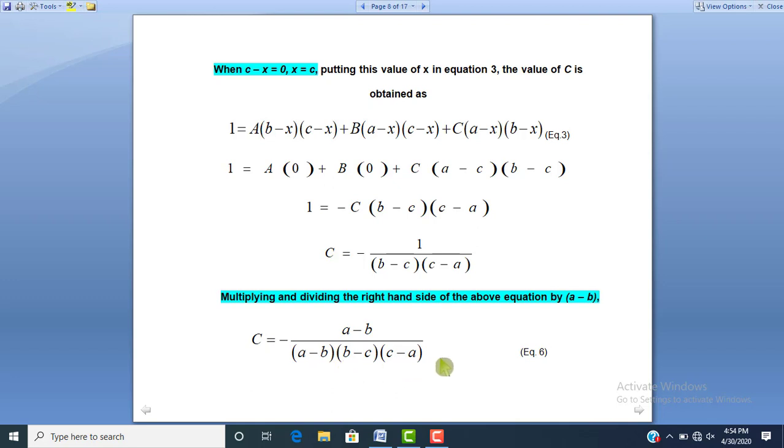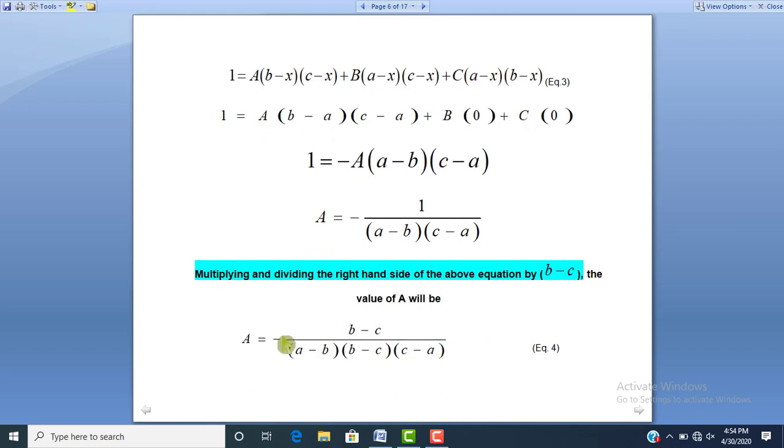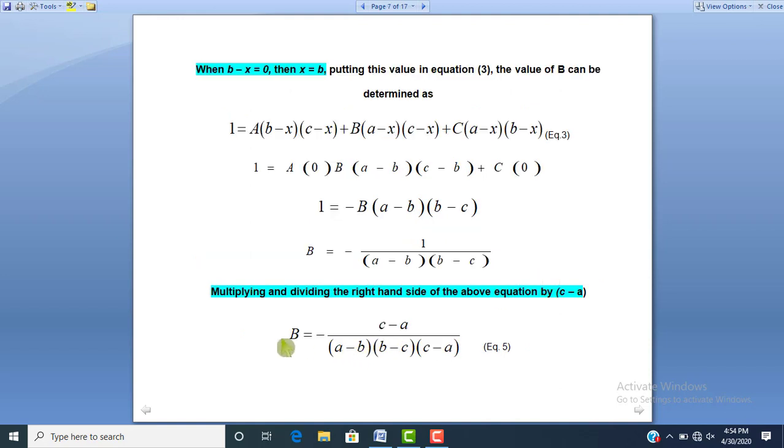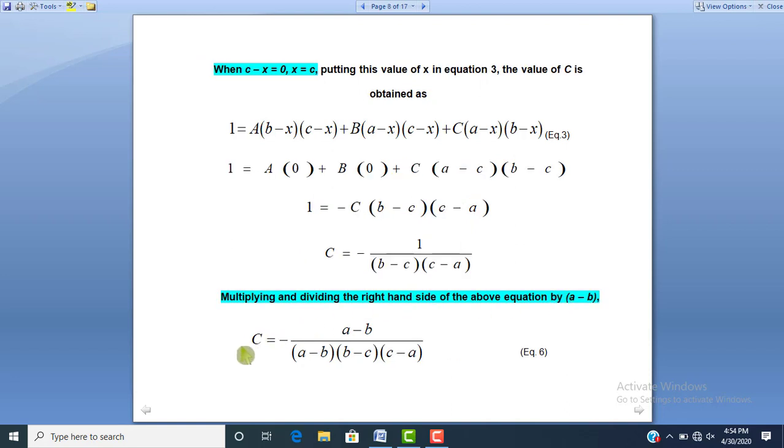Dear students, here the question arises: when we find the value of A, we multiply and divide the right hand side of the equation with B minus C. Similarly, for the determination of the value of B, we multiply and divide with C minus A. And to determine the value of C, we multiplied and divided the equation with A minus B. Why did we multiply and divide? Why is there a need to multiply and divide?